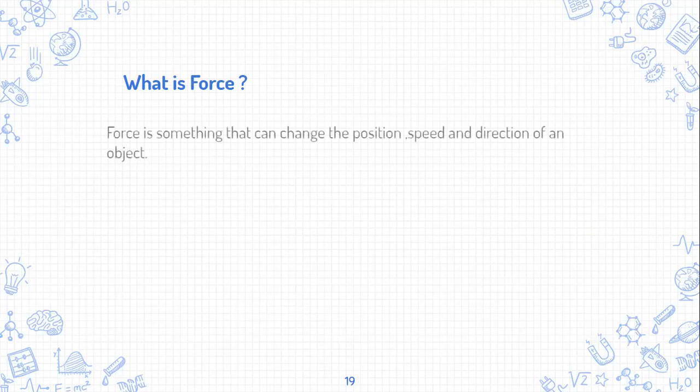What is force? A force is something that can change the position, speed, and direction of an object. To simplify this sentence, for example, you are moving in a car, and then the car takes a left. What happened is some force was applied to it, and the position of the car changed. You can change the speed also. For example, you're running, and then something comes in front of you and you stop, you apply some force, you stop, so you change the speed of it. So force is something that can change the position.